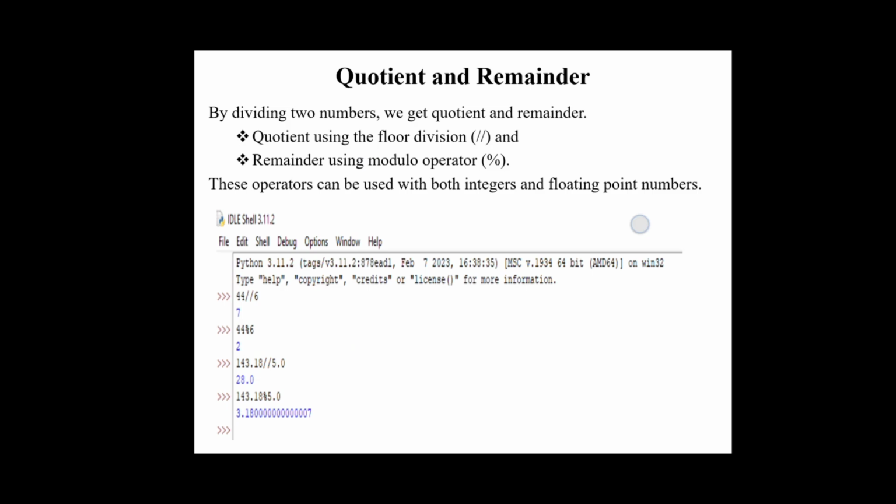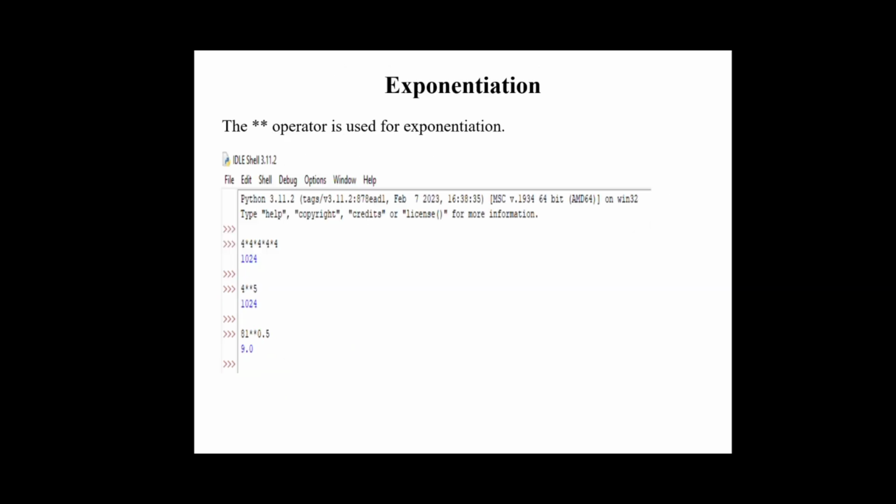So in Python programming, 44 double slash 6, that means floor division 6. 44 floor division 6 gives 7, and 44 percentage 6, that is modulo operator, that gives remainder, that gives 2. Now, when you perform these operations, that is floor division and modulo operation on floating point numbers, then 143.18 floor division 5.0, that gives 28.0, and 143.18 percentage 5.0 gives 3.18.